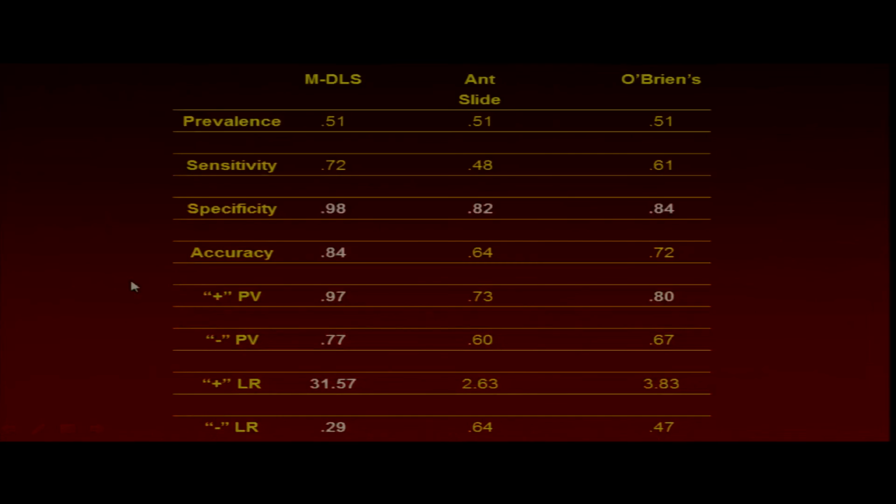These are the numbers. Anything that's 0.75 or higher is supposed to be clinically useful. So it has specificity, accuracy, positive predictive value, negative predictive value, all those things. Compared to anterior slide and O'Brien's, it is a much higher test. I would recommend it to you.